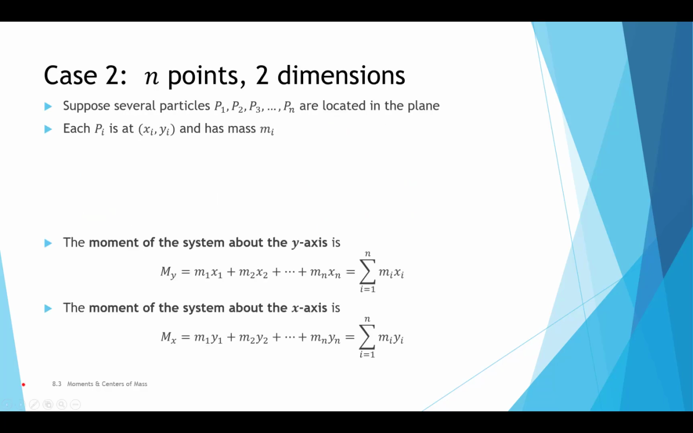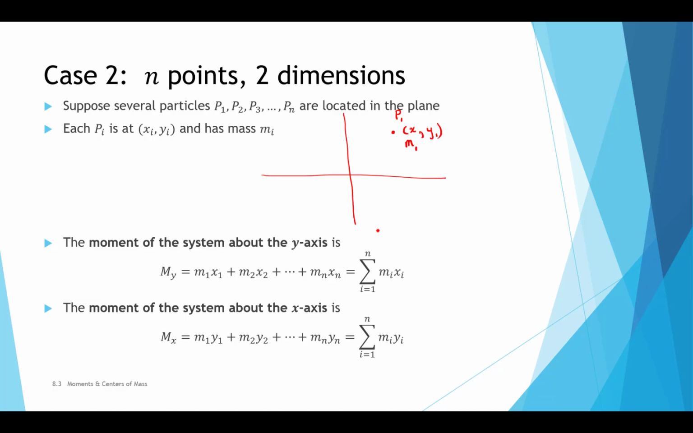Now we'll move on to case 2, where we have a finite number of points, but we are in 2 dimensions. So now suppose we have our particles, but instead of on a number line, they're in the plane. Each point has a location in the plane and a mass. So here's a point mass, P1. It has a location, x1, y1, and it has a mass, m1.